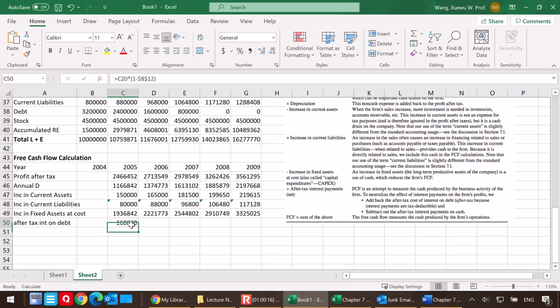And I can copy this across. You get some zeros here for 2009. That's not a surprise because the company has no debt at that time.